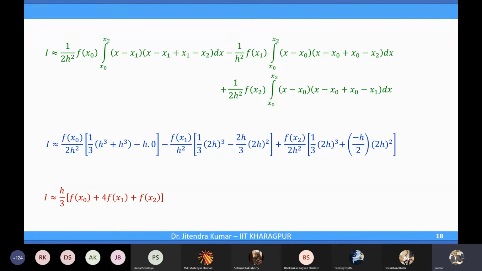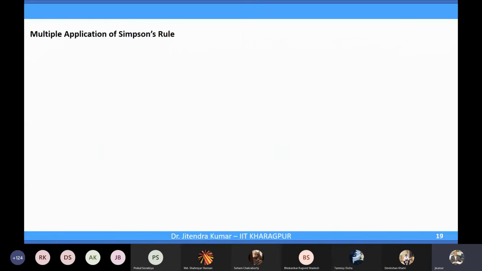Well, this was for a single application, when you are applying this Simpson's 1/3 rule once. For multiple applications, you will break into many, but remember, you have to have 3 points, then 5 points or 7 points, then only you can apply.